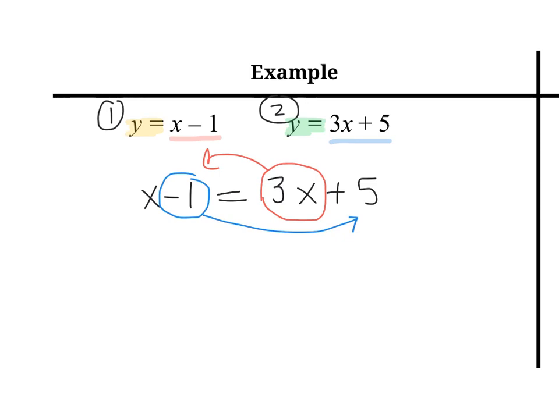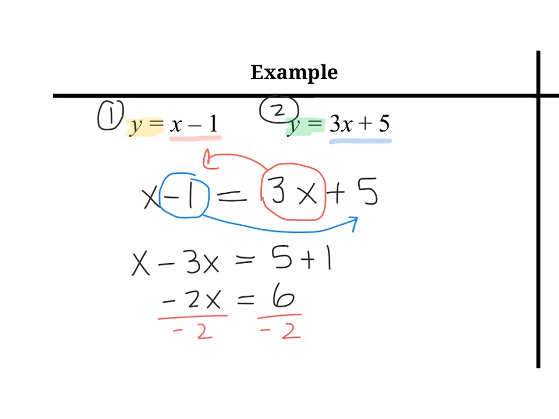So if I collect like terms, I would get x minus 3x is equal to 5 plus 1. So x minus 3x is negative 2x, and 5 plus 1 is 6. And then I can isolate for x by dividing both sides by negative 2. So that gives me a solution of x equal to negative 3.